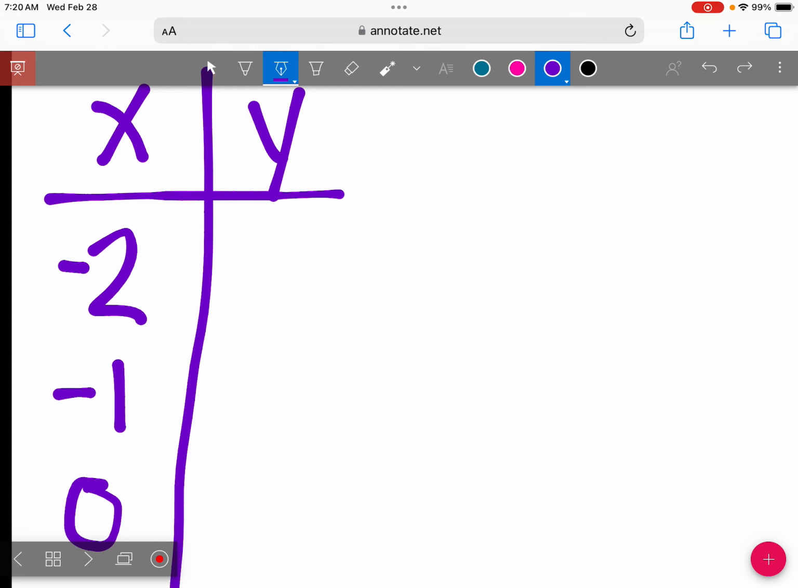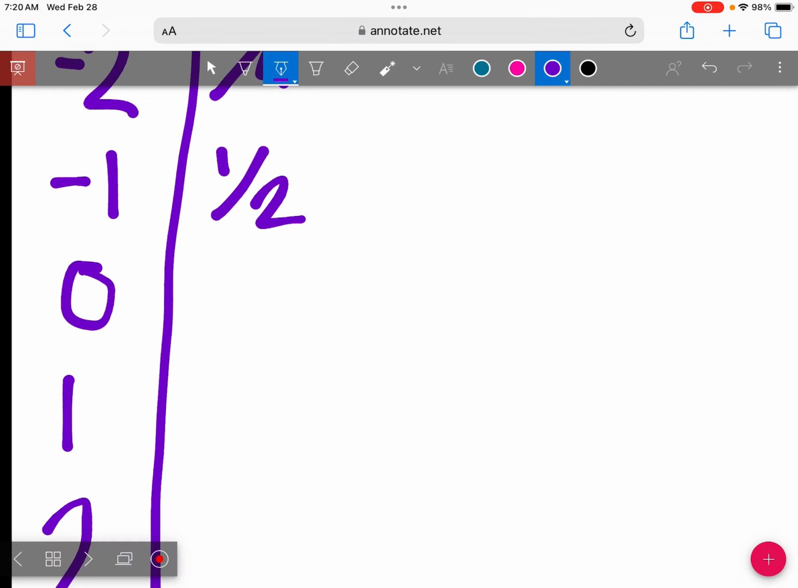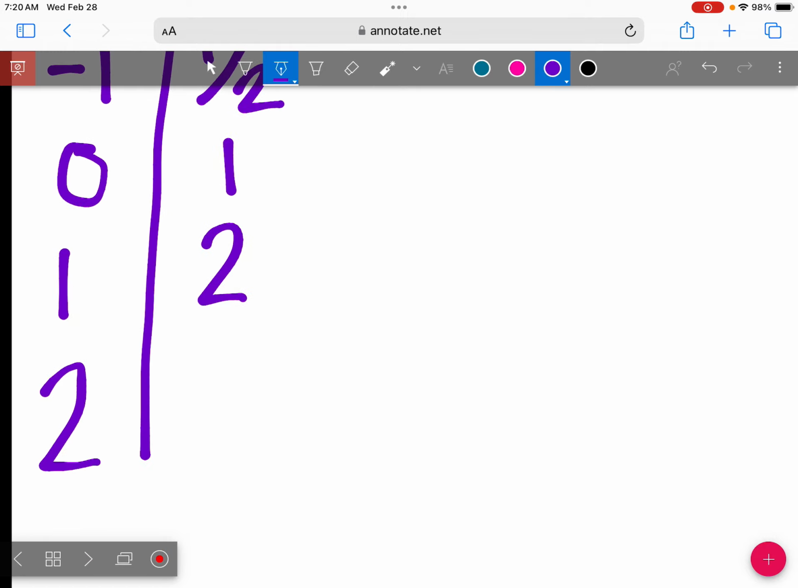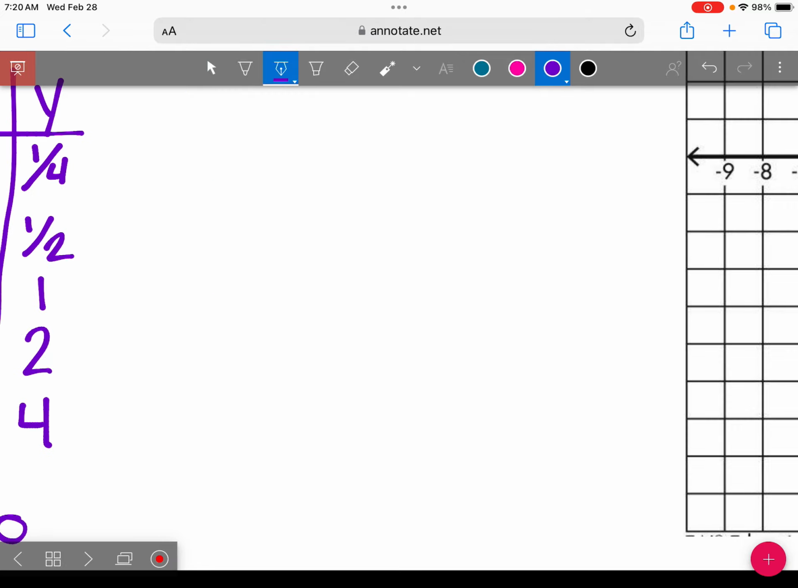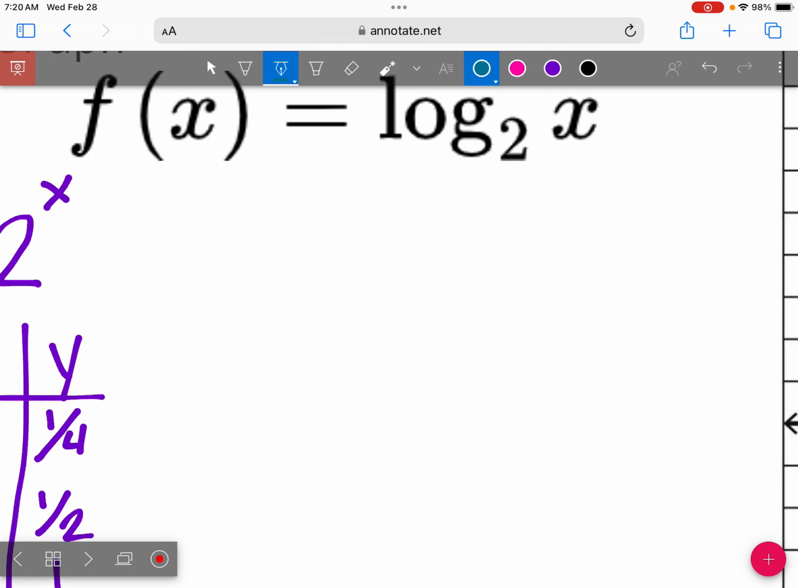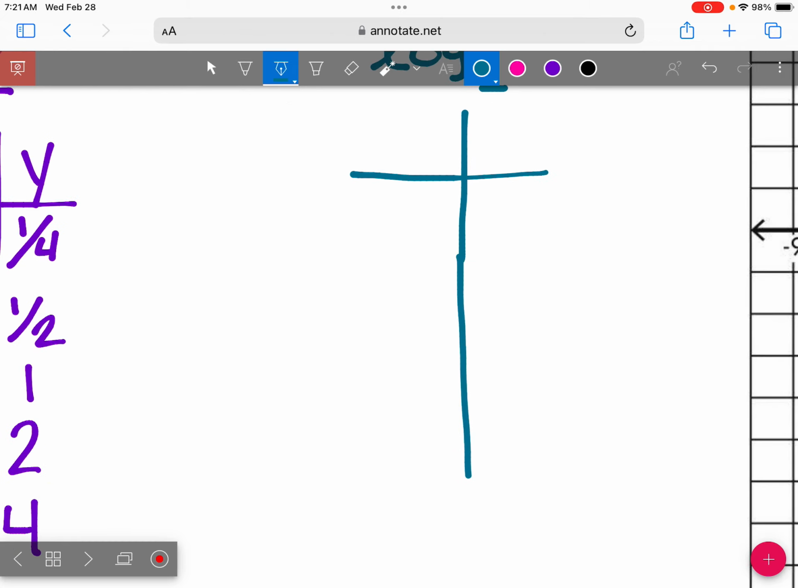All right. So, when we're filling in our y values, we have our 1/4, our 1/2, our 1, 2, and 4. And we know that exponentials have an asymptote at y equals 0 for that parent function. For our logarithm, what we need to do to get log base 2 of x is we're going to take that 2 to the x and we are going to make everything swap sides. So if it used to be an x, it's now going to become a y. And if it used to be a y, it's now going to be an x.